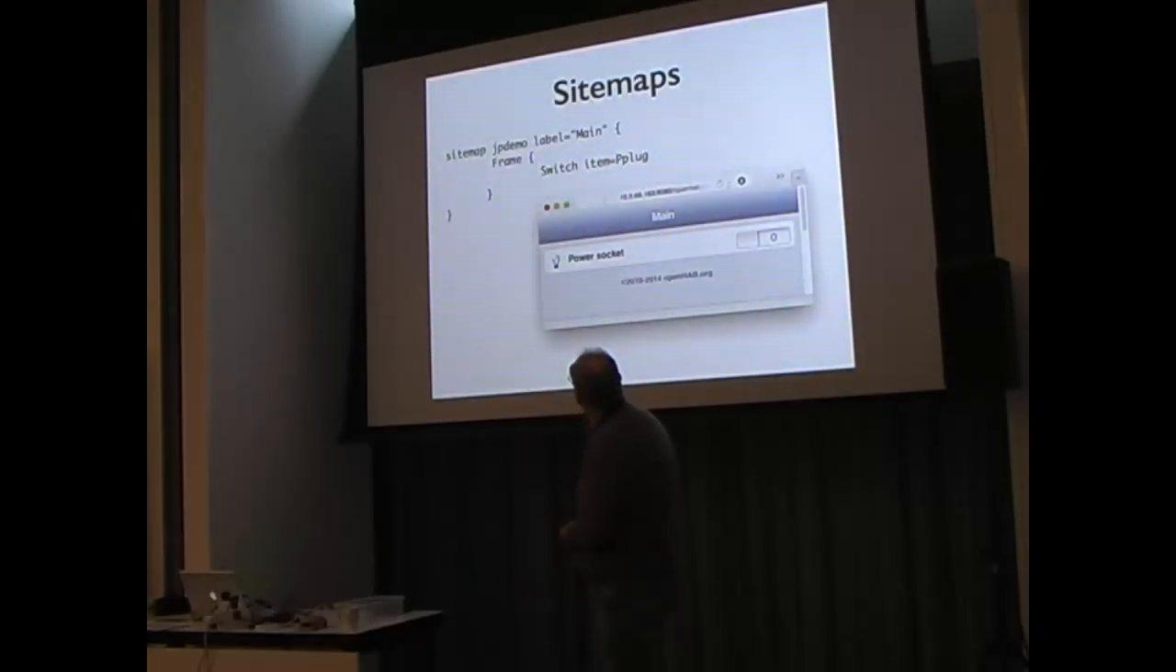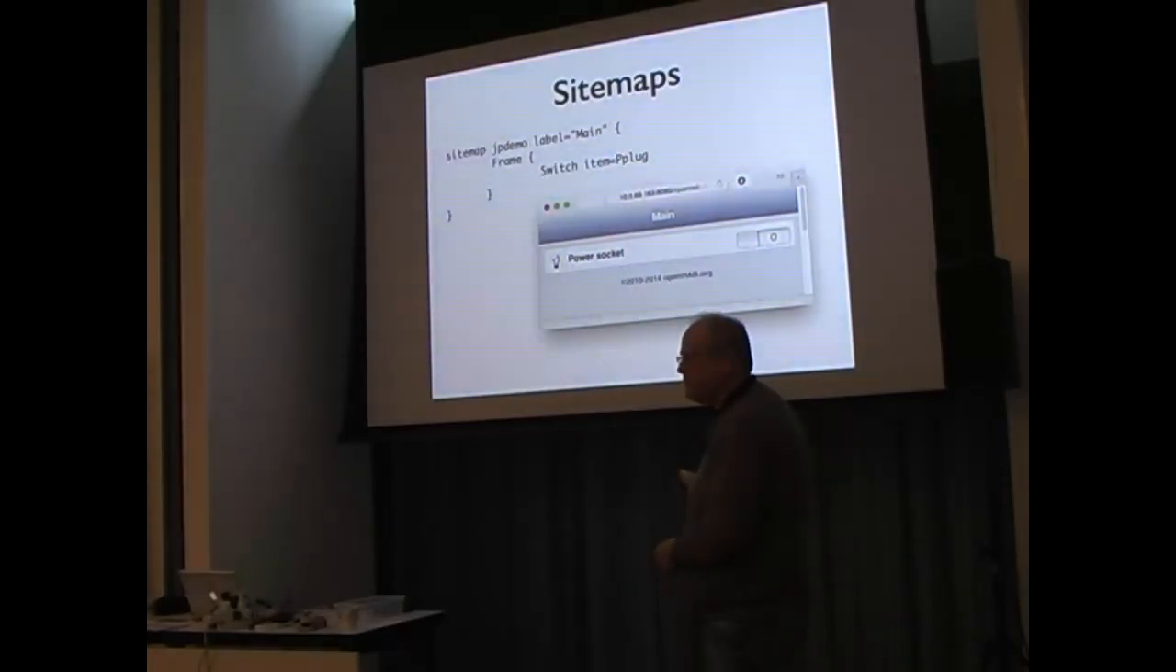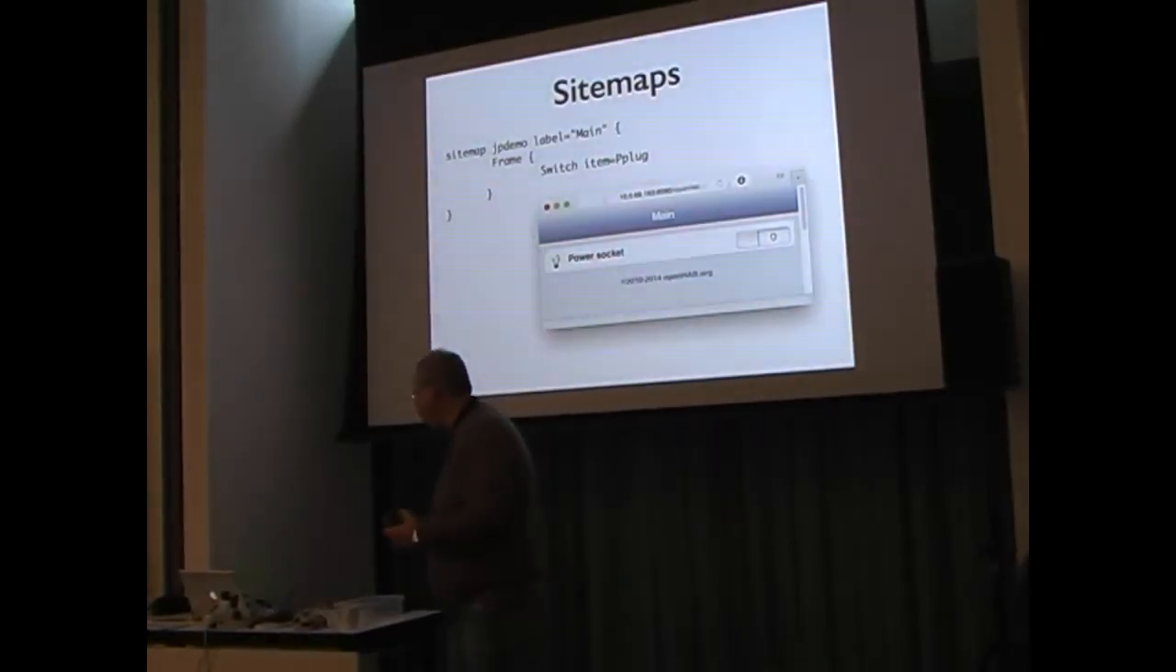And the simple definition of this sitemap produces in the web interface exactly this. So we have the label, recall from earlier, that's the label we have here. This thing gets a little icon, a light bulb, which by the way goes yellow when it's on. It has a switch. And this switch item is in a frame, and this is the frame. And this whole sitemap has a name, and that is the label of the sitemap up here. And this sitemap name here, JP Demo, is what we will use to actually select the sitemap.